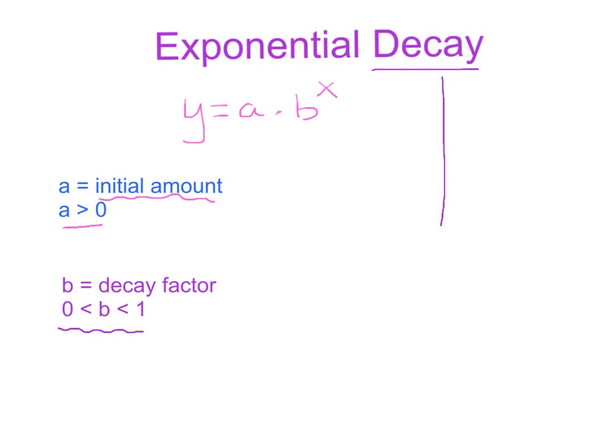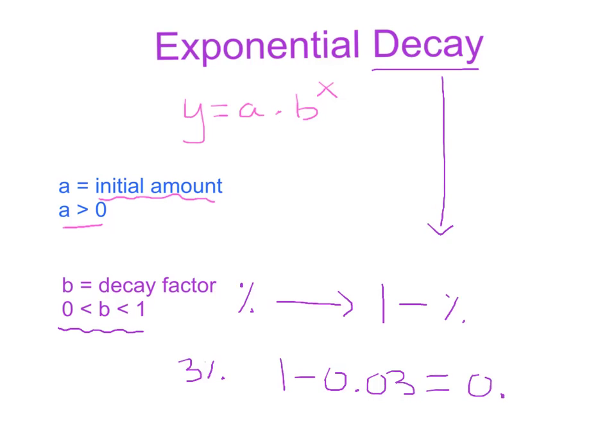So when we are dealing with decay and we're dealing with a percentage of decrease, instead of 1 plus your percentage, it would be 1 minus your percentage. So if you're decreasing at a rate of 3%, you would do 1 minus 0.03, which is 0.97. So that would be your decay factor.